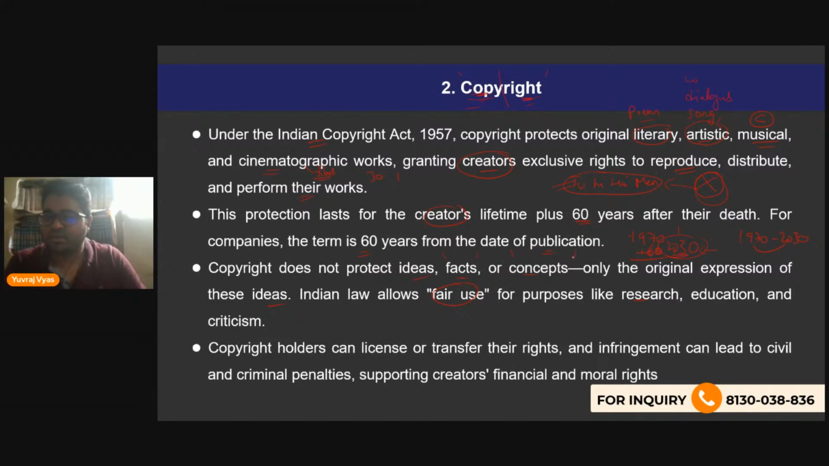Now, let's say any concept. You can't get a copyright over a concept, only original expression of these ideas. So it must be something original. Now, there is an exception to copyright, which is fair use.